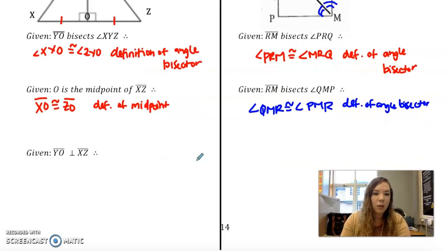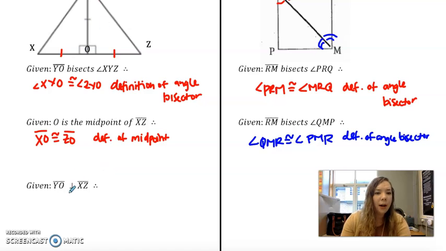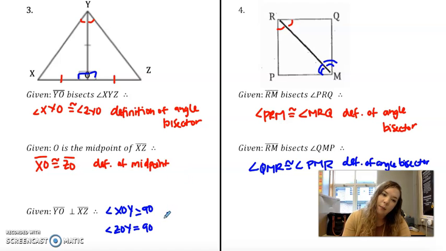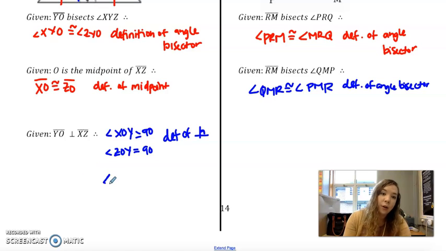And actually it looks like we missed one right here. Given YO is perpendicular to XZ, it's going to tell us that these two angles are right angles. So we could say that angle XOY is 90 and angle ZOY is 90 by definition of perpendicular. Okay, then you could also take it a step further and say that these are congruent using the transitive property.